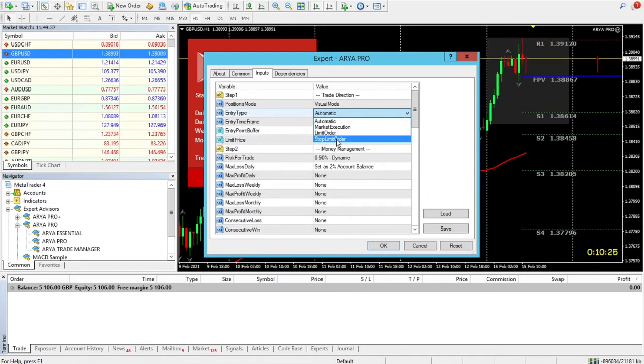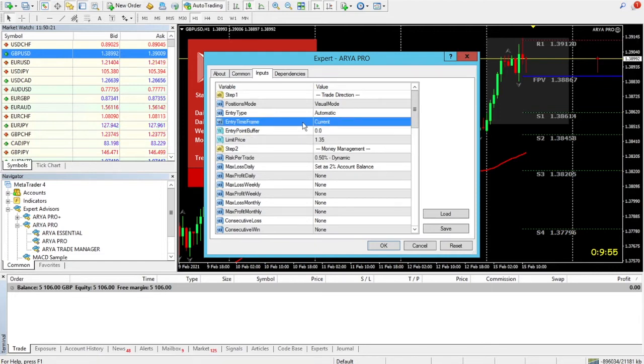The stop limit order entry type is the inverse to the limit order. Again, set the price at which you would like ARYA Pro to enter into a position, and you put it in the limit price field. However, to enter into a buy trade, the set price must be above the current market price, and to sell, the set price must be below the current market price. So 1.35 would be an ideal price to set if you were to enter into a sell trade.